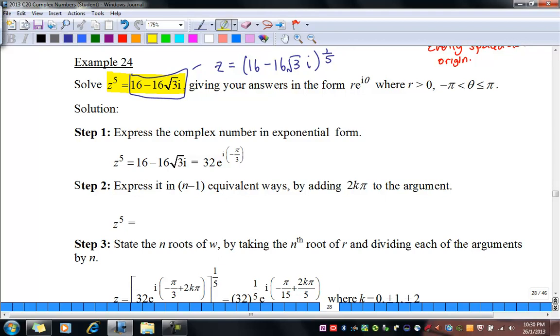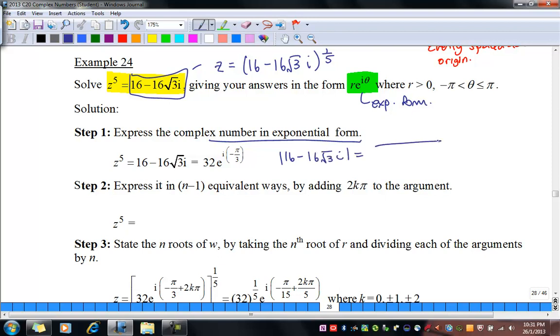And what I notice is this question has specified that I want to find this in exponential form, which means that I'm going to begin by expressing my complex number in exponential form. So if I were to find the modulus of 16 minus 16 root 3i, then I will get the square root of 16 squared plus 16 times root 3, whole thing squared. And this I can evaluate to be a value of 32.